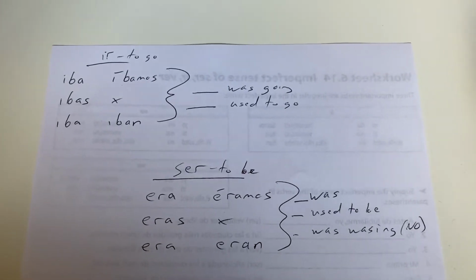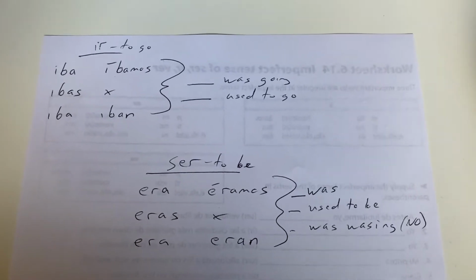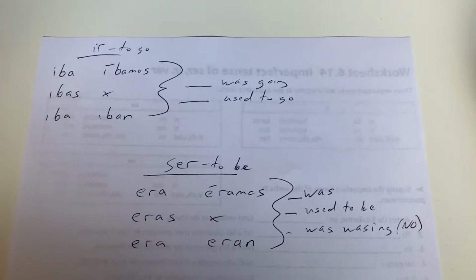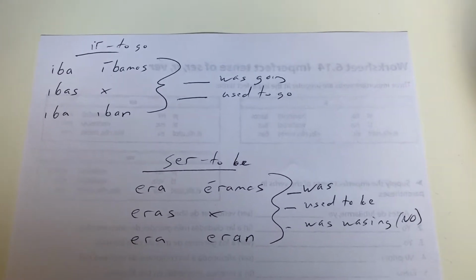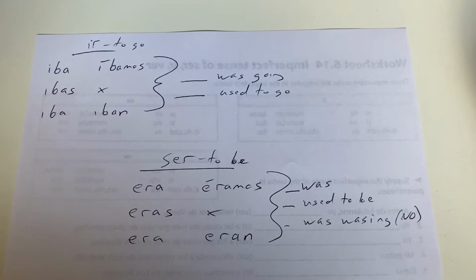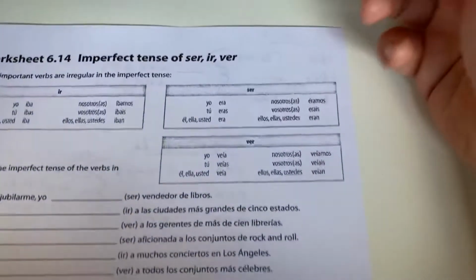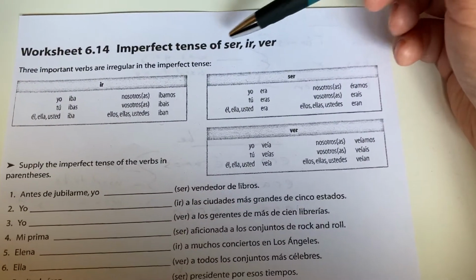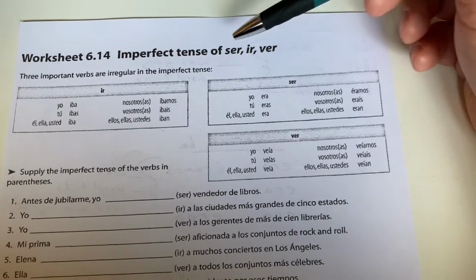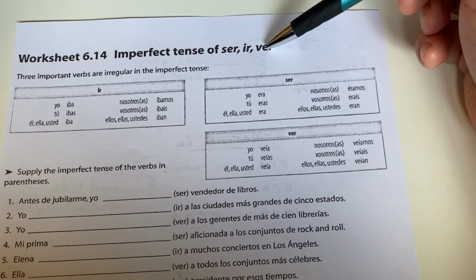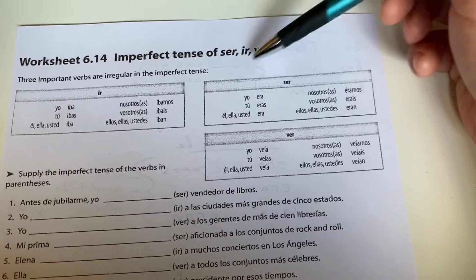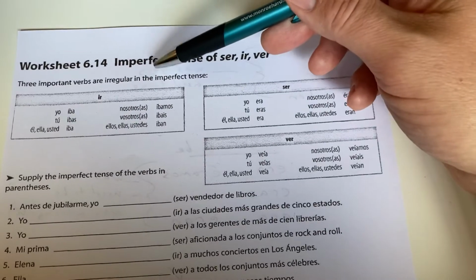This lesson is actually going to be a little bit easier, probably, than the last few. What I'm going to talk about this week are the irregulars of the imperfect. I've already written them out here. It's the imperfect tense of ser, ir, and ver. And actually, ser, ir, and ver are the only 3 irregulars of the entire imperfect tense.